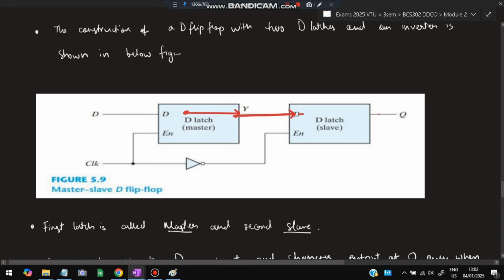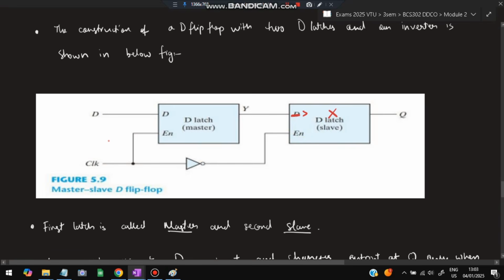But from this D it will not get passed to Q in the same time, because when we had enabled this one, okay, clock is equal to 1, at that time this is enabled, so 1 will go here, and that will become 0, and 0 will come here and stay here. So 0 will stay here means this is disabled. This is disabled means whatever came from here, that will be stored here only, it will not change.